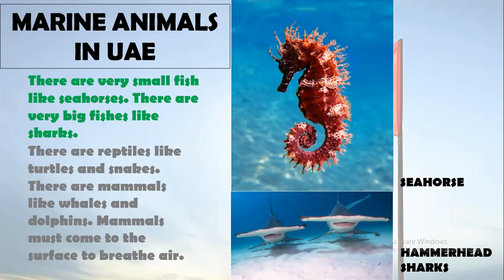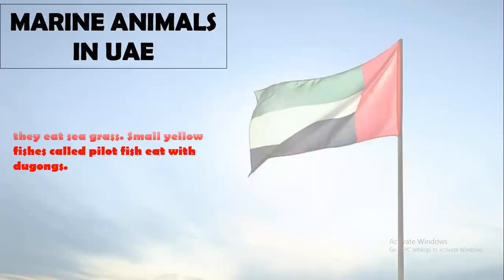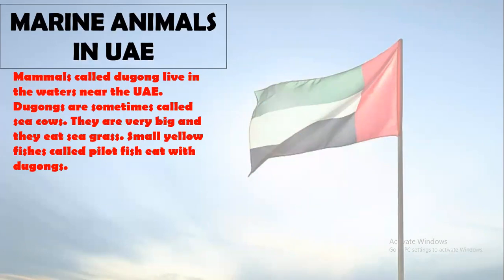Mammals must come to the surface of the water to breathe air. So the animals that are mammals like whales and dolphins, they cannot stay under the water for very long. They have to come up and out of the surface of the water for some time to breathe the air. So let's continue our lesson. Mammals called dugong live in the waters near the UAE.